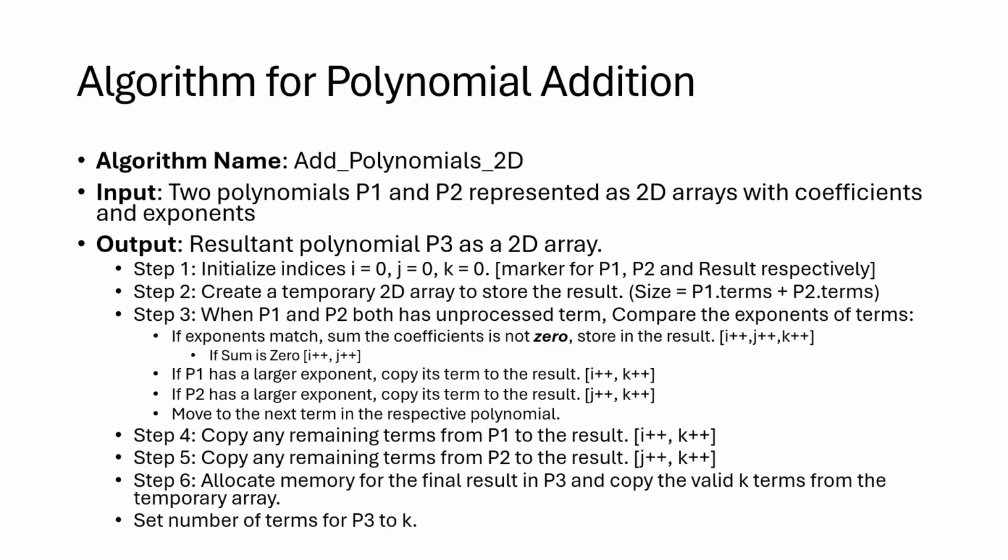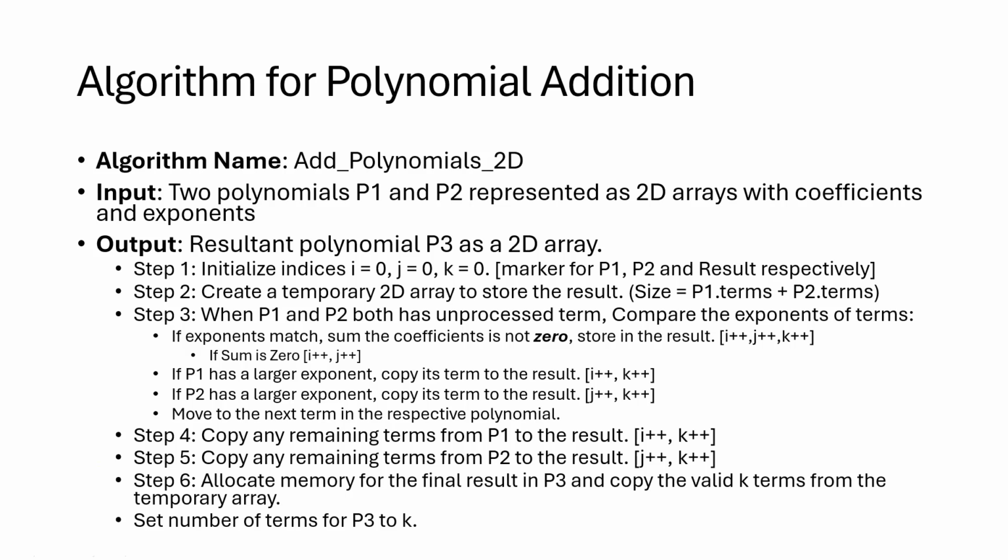If P1 and P2 both have valid elements, we will continue. If any of them has already reached the last term, that means there are no valid terms, we will stop. Then what we will do? We will check the exponent.